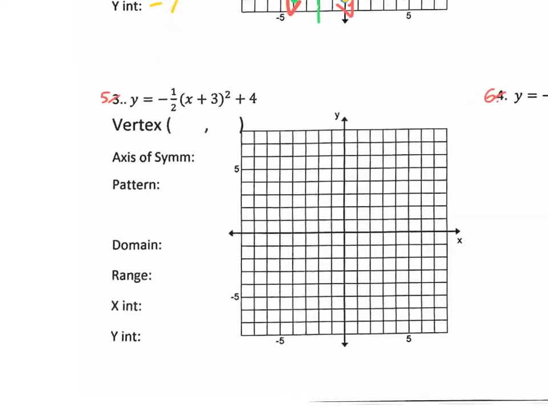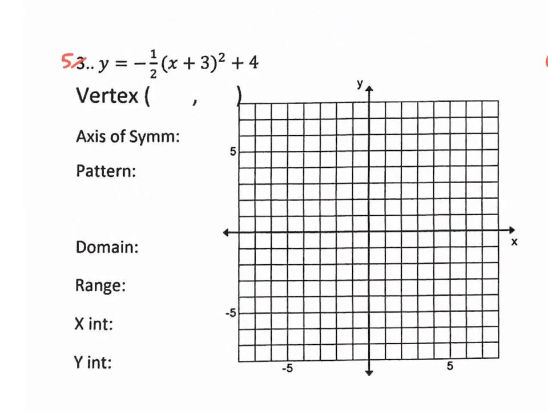And the last odd one, number 5. This is a great question because the a value is a fraction. So it'll be good. Let's go for the vertex just by looking at it. Negative 3, positive 4. Perfect. Let's go to the coordinate. Negative 1, 2, 3, positive 1, 2, 3, 4. So negative 3, 4 is right here.